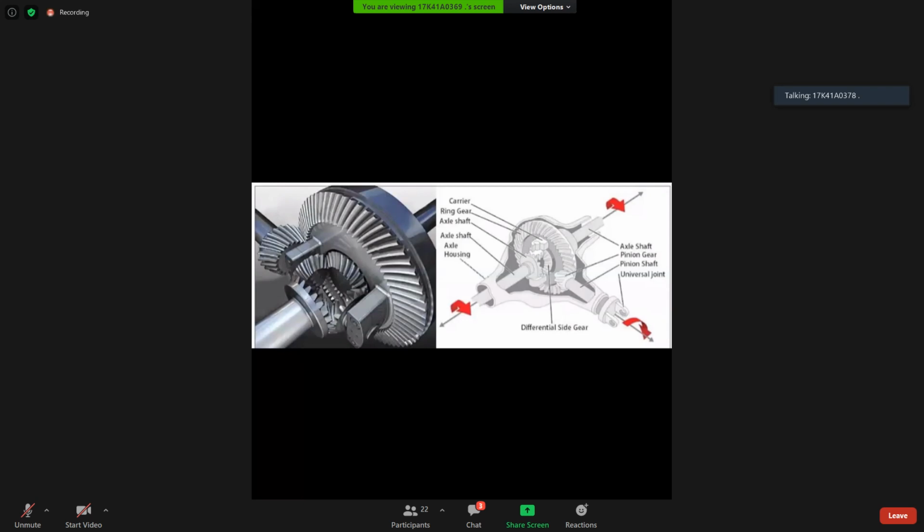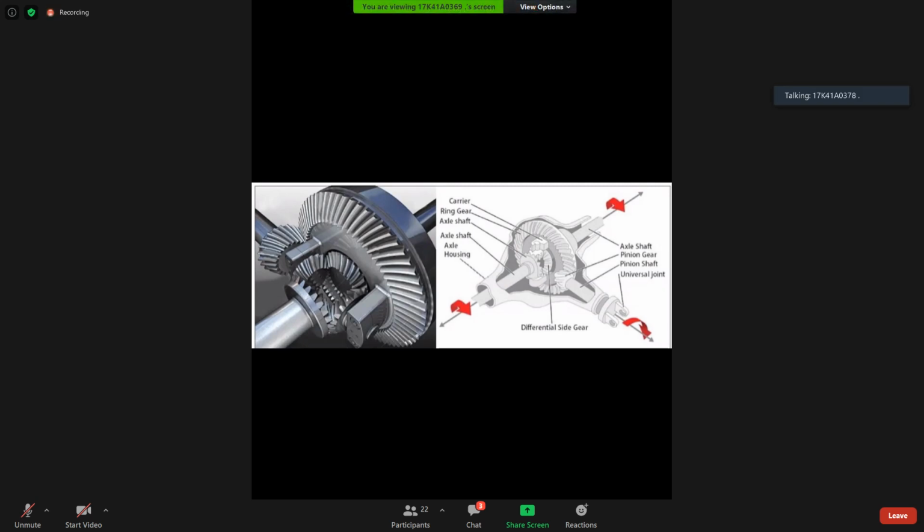For front transmission, we will add only one differential, so the power will be transmitted to the front side. For rear transmission, we can see the differential at the back side. In four-wheel transmission, we can see two differentials, front side and rear side. So here we can see the differential, its components and its working.